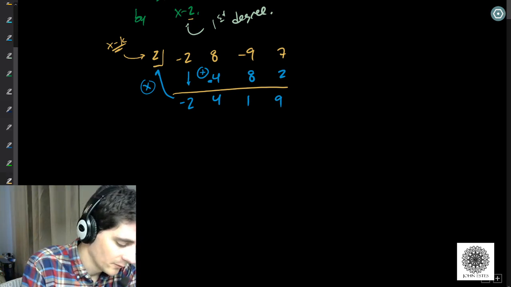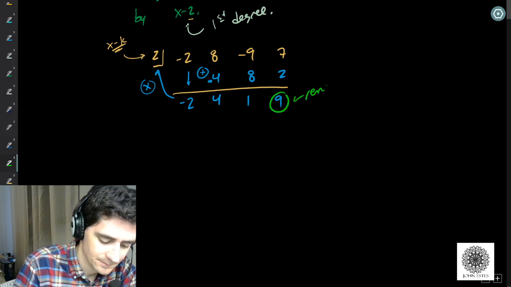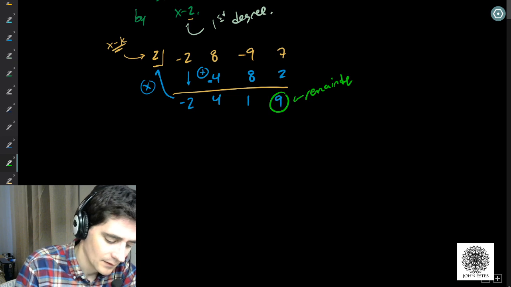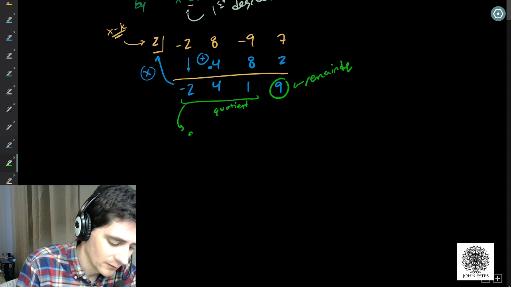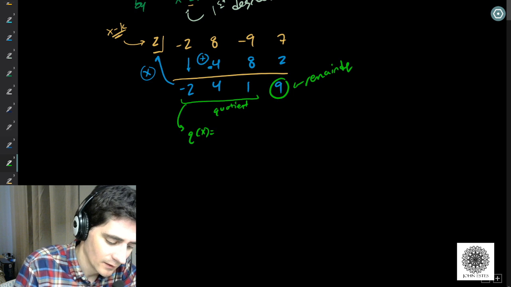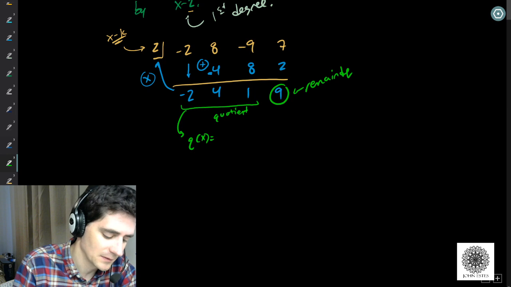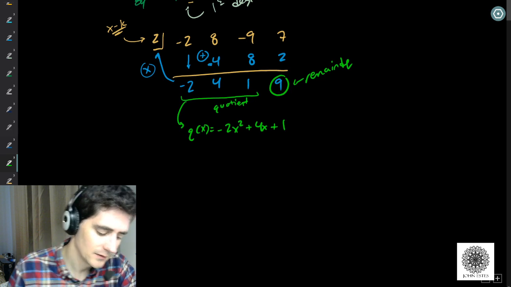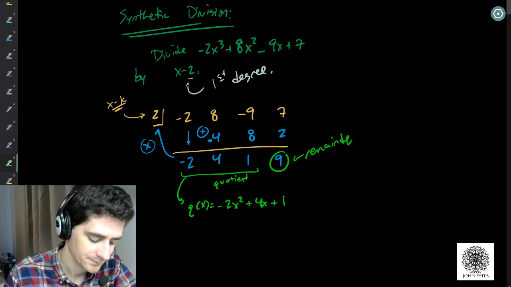All right, now, what are we looking at here? This right here is my remainder. And this right here are the coefficients for my quotient. So my quotient, we'll call it q of x, I started with degree 3, I drop the power by 1 for the quotient. I get negative 2x squared plus 4x plus 1. And again, the remainder here is 9. Okay, so that's the idea behind synthetic division.